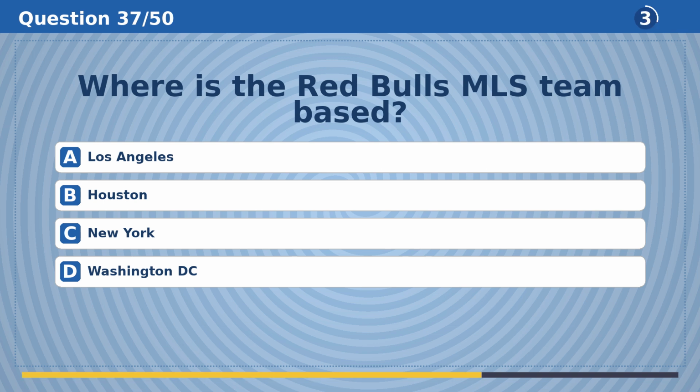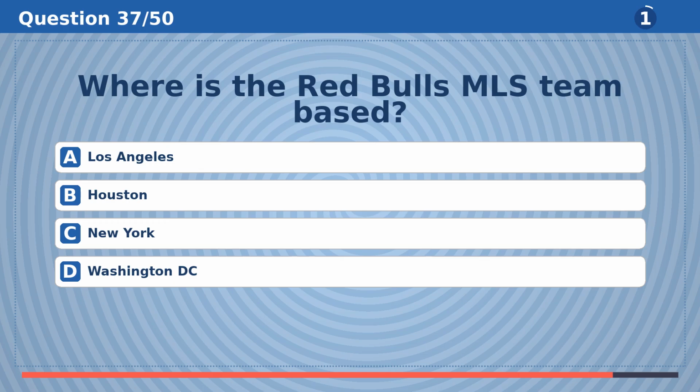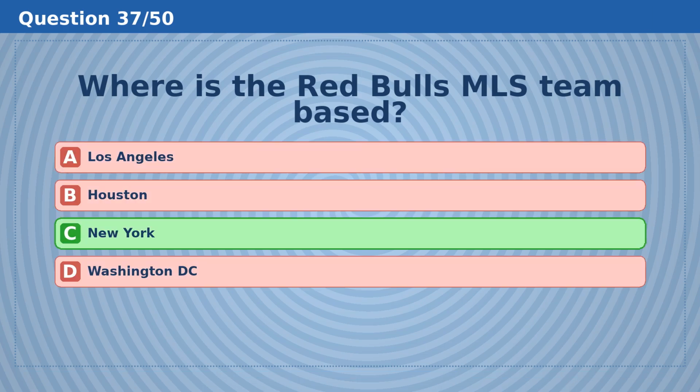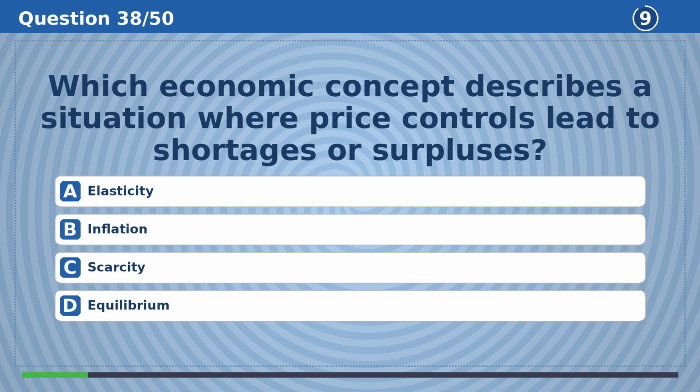Where's the Red Bulls MLS team based? The answer is C, New York.